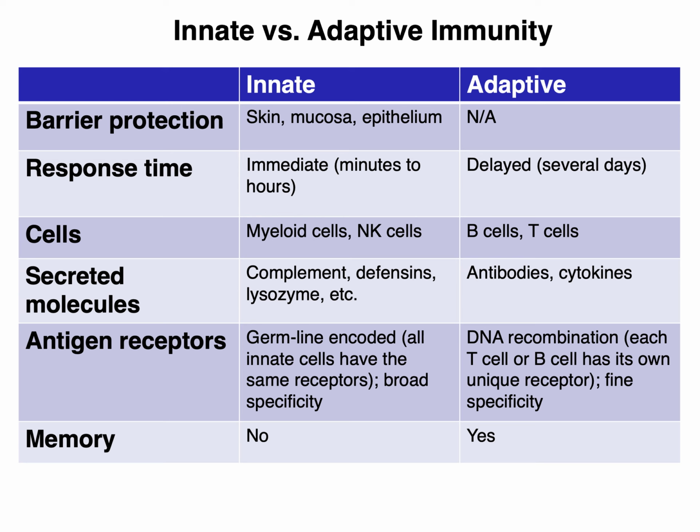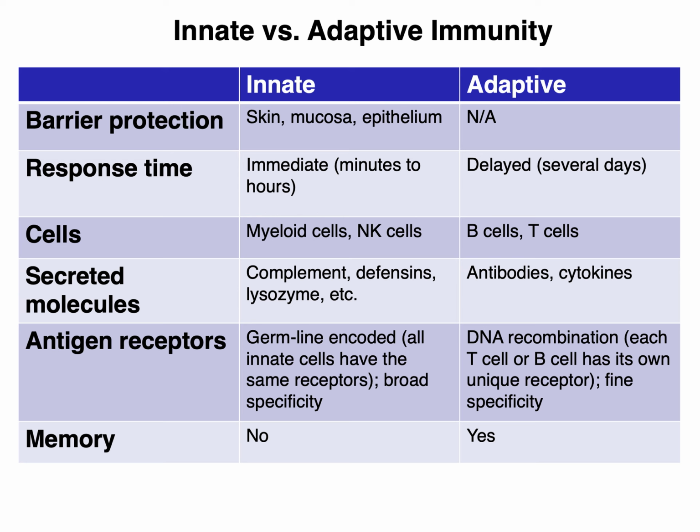Now, these cells participate in the immune response, and broadly, the immune response can be divided into two different phases. The first is the innate immune response, and the second is the adaptive immune response. And I'd like to take a moment just to compare and contrast these immune responses. The innate immune response provides barrier protection. So in some ways, we could consider our skin and our mucosa and our epithelial cells as part of our innate immune response because they provide a barrier between us and the organisms in the outside world.